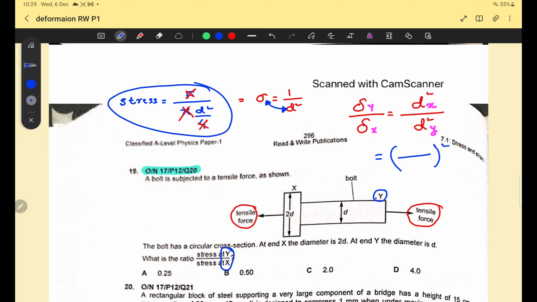Sir, in Y this is the diameter, in X it is the diameter. So X diameter is 2d and Y diameter is d. Then what is the answer? D cancels out with D, and square of 2 becomes 4. So stress of Y divided by stress of X is equal to 4.